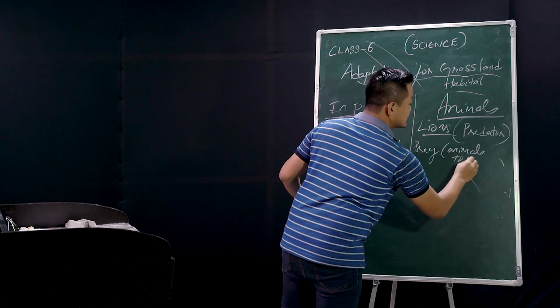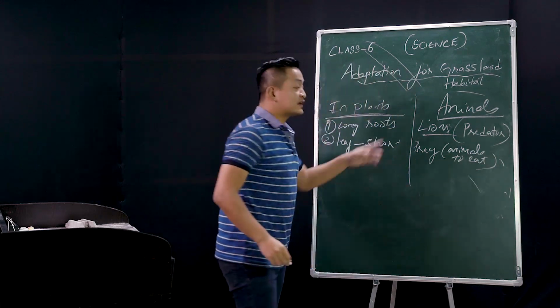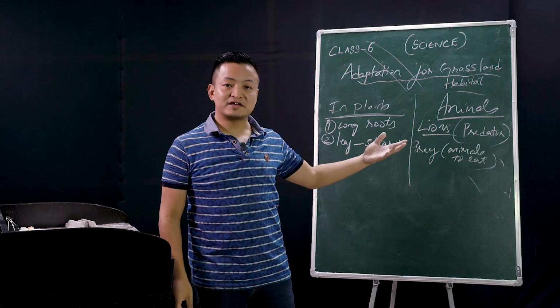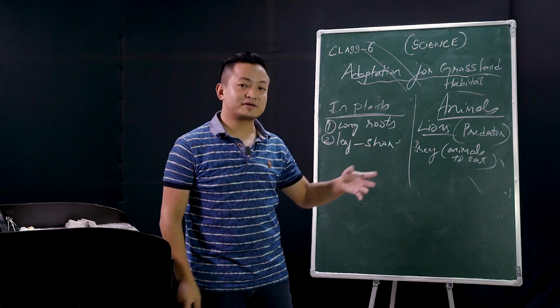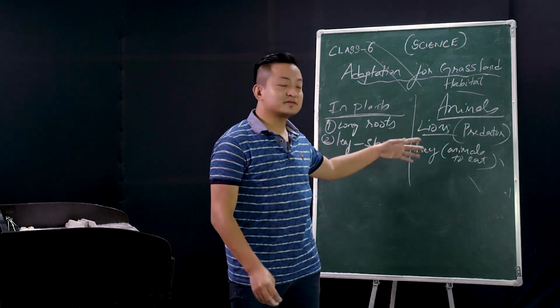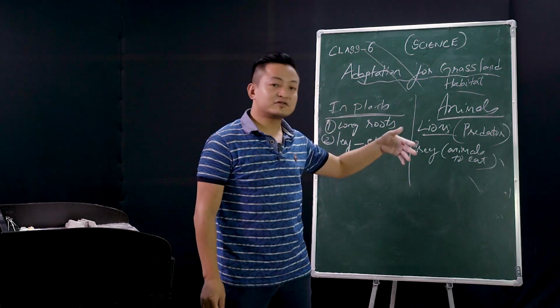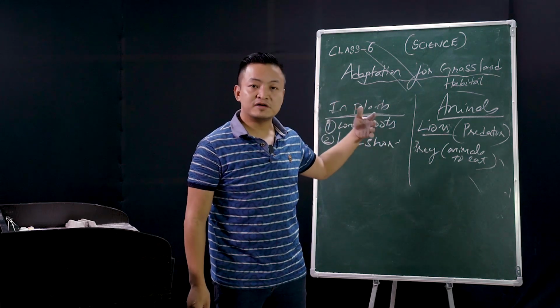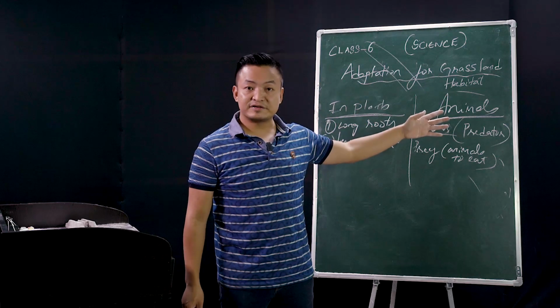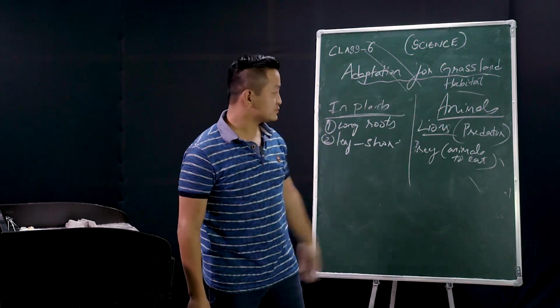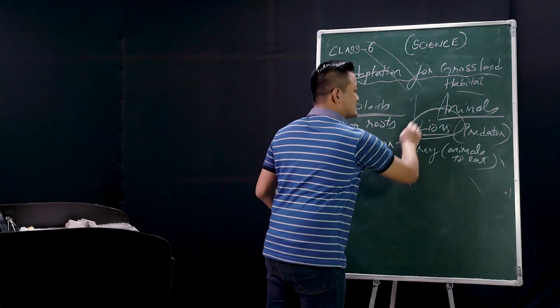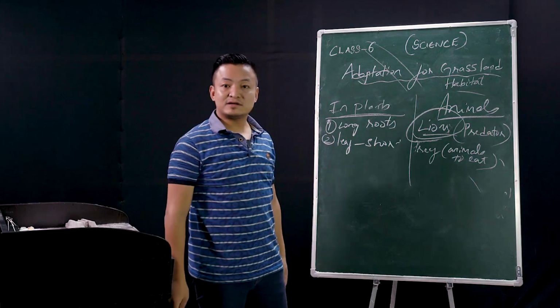Animals to eat. Say, lions eat what? Other animals like deer and all, right? So deer becomes the prey. And lions, since they feed on those deer for their nourishment, so lions are the predator. Okay, they go hunting. Now let's discuss more about lions.